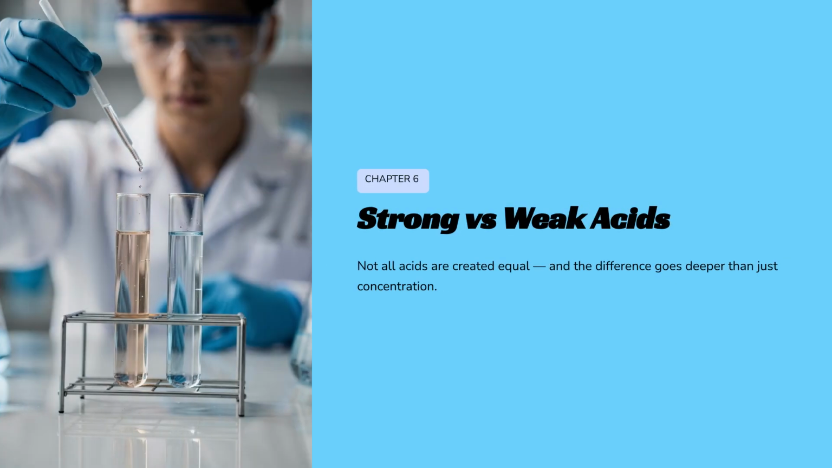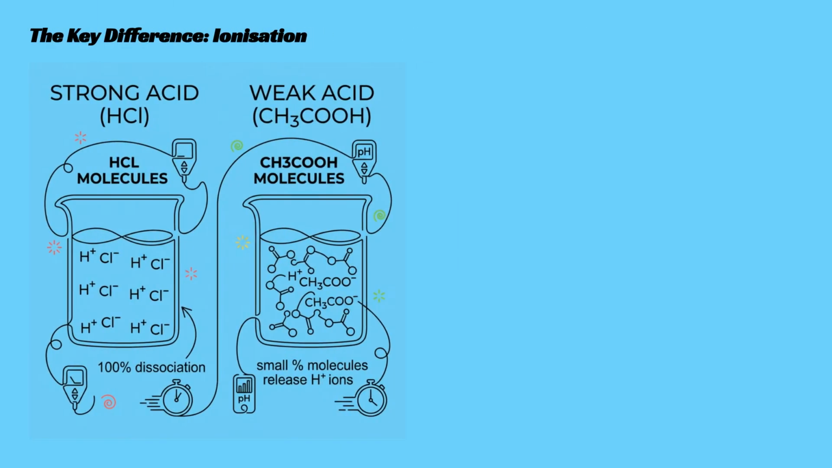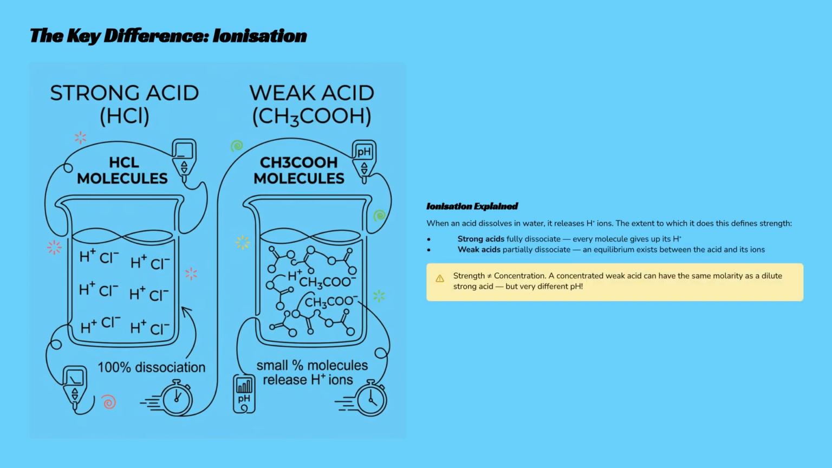Chapter 6 explores strong versus weak acids. The difference in acid strength is not about concentration, but about how much the acid ionizes in water. Strength is defined by ionization. Strong acids fully dissociate in water, releasing all their H+ ions. Weak acids only partially dissociate, establishing an equilibrium.